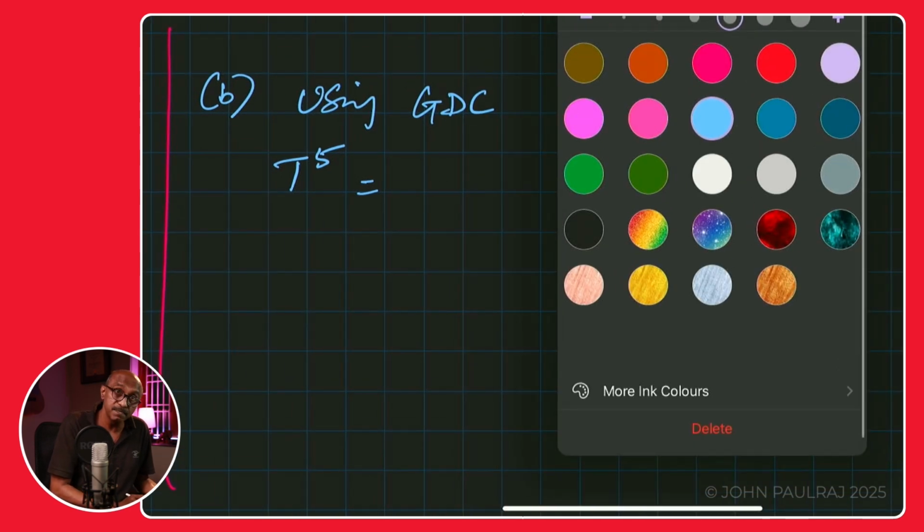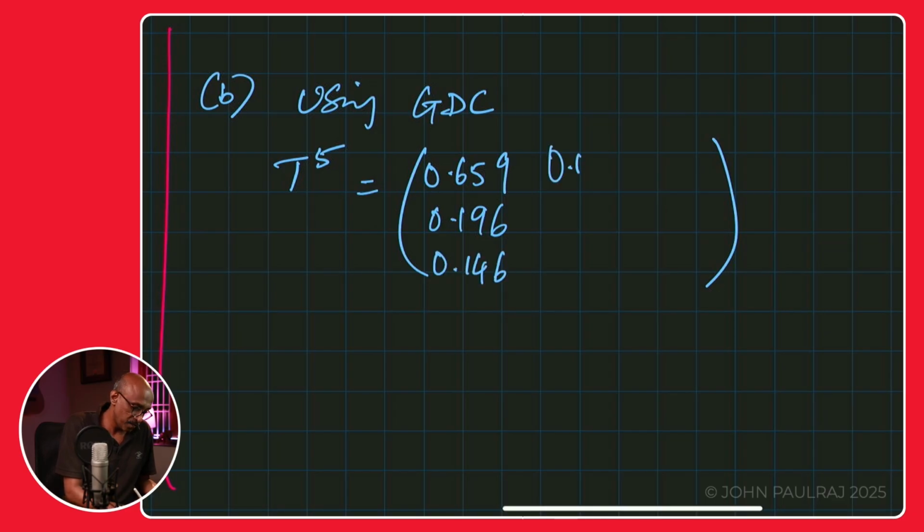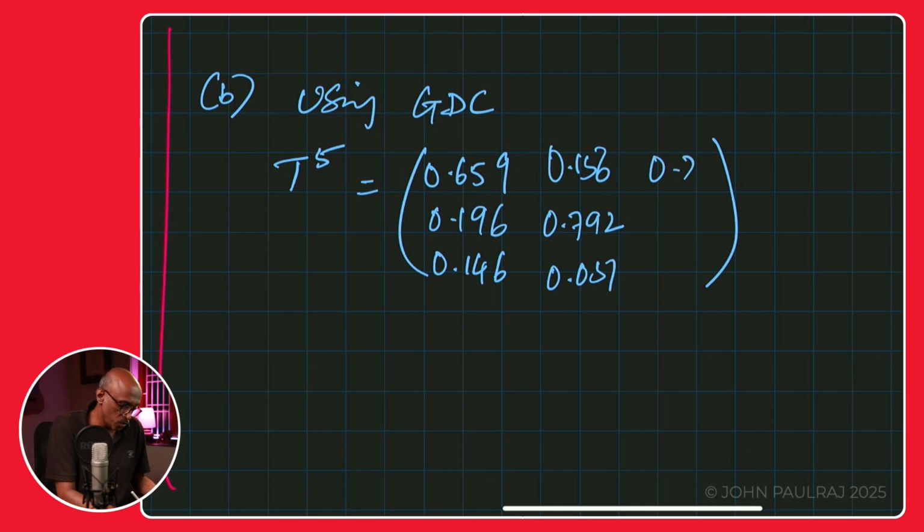Okay, so let me just switch back to my calculator, and T to the power of 5. Notice I wrote it with the capital letter. Okay, and we will write down the values as 0.659, 0.196, 0.146, 0.156, 0.792, 0.051, and 0.219, 0.101, and this is 0.68.